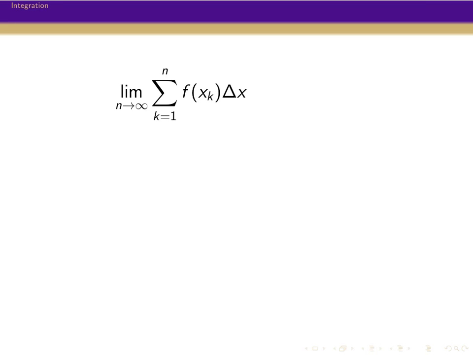We set this up as being an area problem, but there's actually a whole lot of different situations where this makes sense. We thought about this where f of x_k represents a height and delta x represents a width. But there are other areas in which this could make sense. We could have, say, f of x_k represent maybe a speed, and then delta x represent a bit of time.